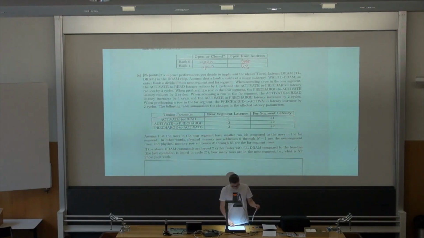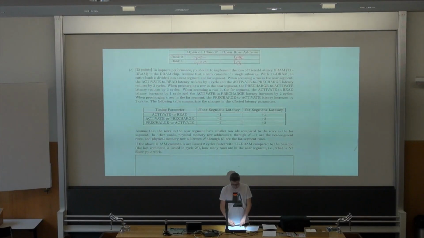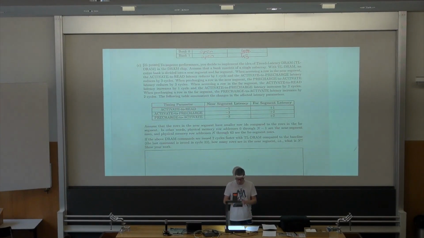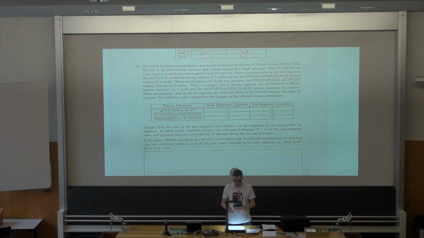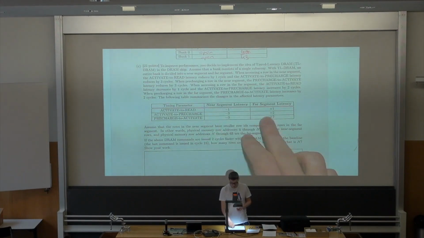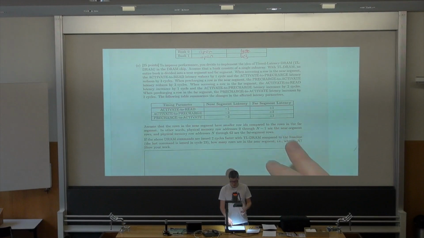Okay, I guess so. And the next part is about TL-DRAM, right? If you remember TL-DRAM from the class, basically it is dividing a subarray into 2 parts, a fast region and a slow region. And this table here is giving us how those timing parameters change when you are accessing the fast or slow region, or near and far segment. The far is the slow region, right?